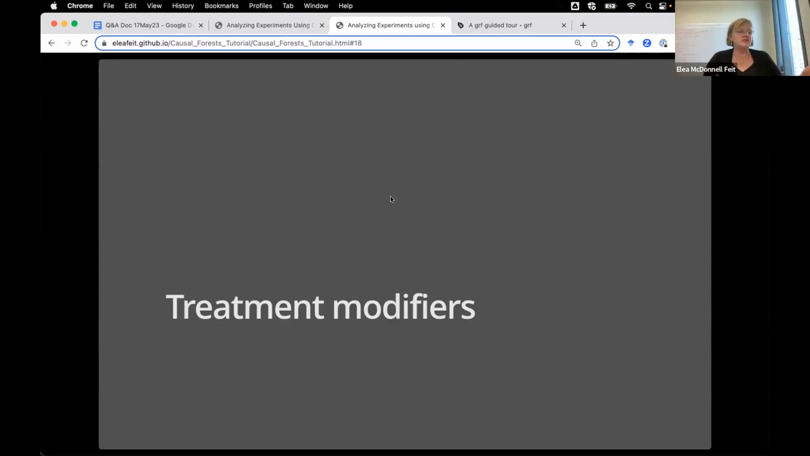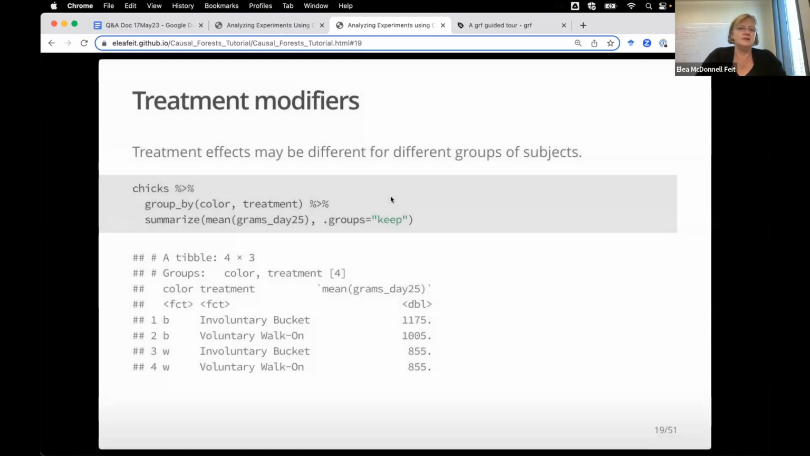All right. Next, we're going to talk about treatment modifiers, which have a lot of names. They have other names like pre-randomization covariates or baseline variables or lots of other names. I'll try to give you those names as we go through it. So the idea of a treatment modifier is this. Treatment effects might actually be different for different groups of subjects. So for instance, if I take this chicks data and I group it by color and treatment, so that now I have 4 groups. I have the brown ones and their 2 levels of treatment, and I have the white ones and their 2 levels of treatment.